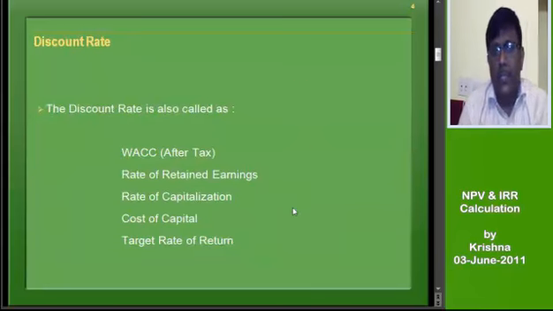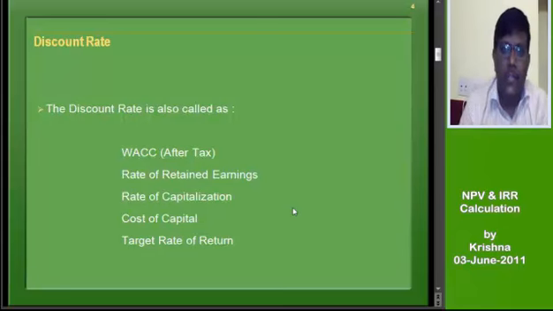In the net present value calculation, the discount rate plays a major role. We shall slightly understand how the discount rates are decided by the firm. Normally, the firms use the after-tax weighted average cost of capital as their discount rate when their capital is mixed with debt and owner's capital.